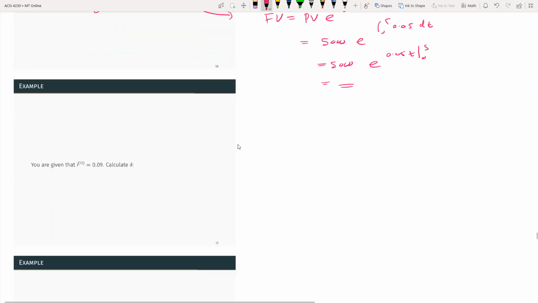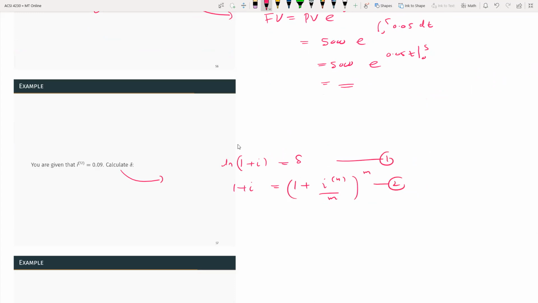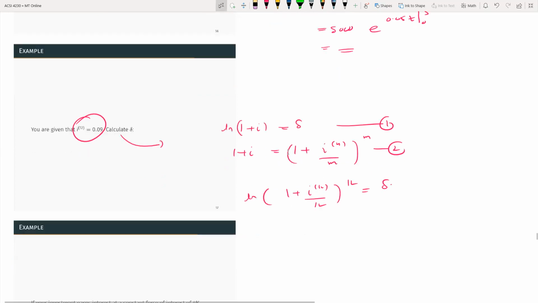You are given i(12) is 0.09, calculate delta. So we know that log(1 + i) equals delta, and 1 + i equals (1 + i(m)/m) to the m. So you have two equations which you can use to solve this. So basically log of (1 + i(12)/12) to the 12 equals delta. Okay, so i(12) is given here, 0.09.